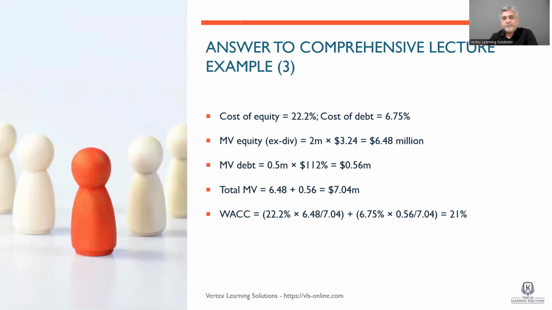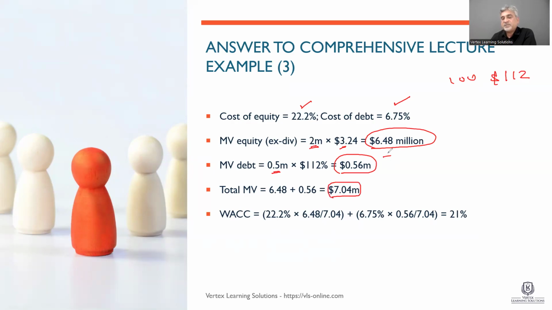So cost of equity 22.25, cost of debt 6.75, market value of equity 2 million shares, each share at 3.24. This is my market value of equity. Market value of debt, 500,000, but they are sold at $112, which means they are sold above 100. So actually the market value of debt will be 0.56 because the bonds were sold for 112. A $100 bond is sold at 112, so it is 12% more. So total market value of equity and debt is 7.04.